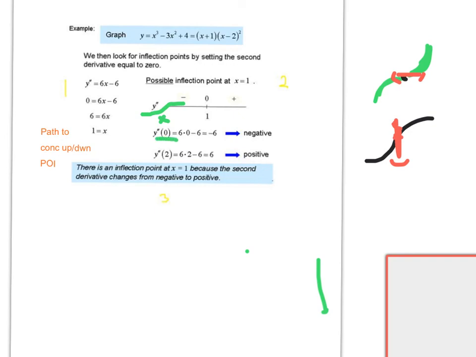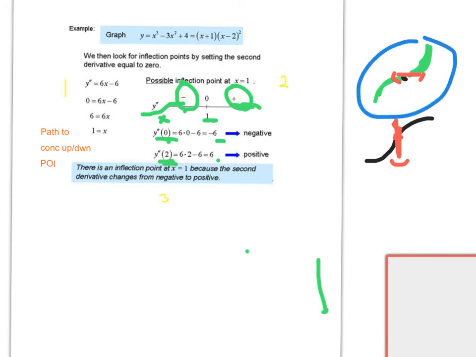And then checking the 0, you get negative 6, and checking the 2, you get 6. So what does that tell us? That tells us we have a negative to the left of 1, and that's why I checked 0. Could I have checked 0.9? Of course I could have. Why, though? When you knew that the only 0 is at 1, and you could check anything to the left of 1, choose easy numbers. And then this is positive. So I know I have a concave down situation, followed by a concave up situation. So it's likely to look like this, and it's likely to have a point of inflection at that moment in time.